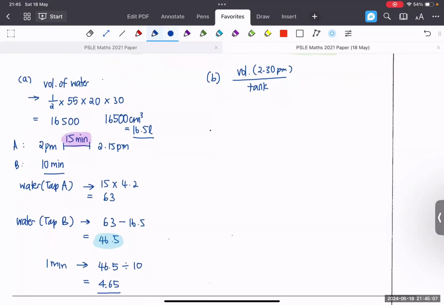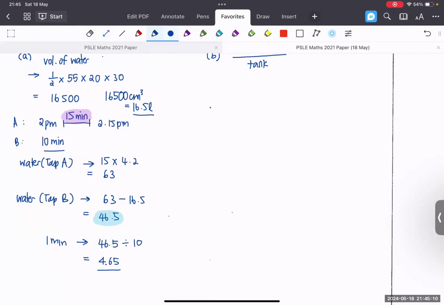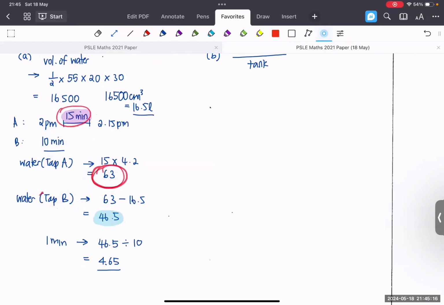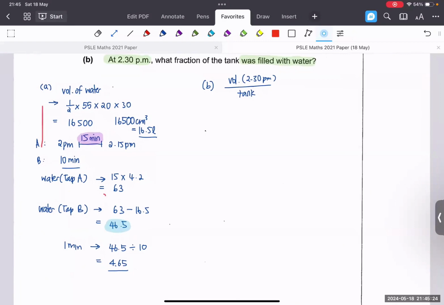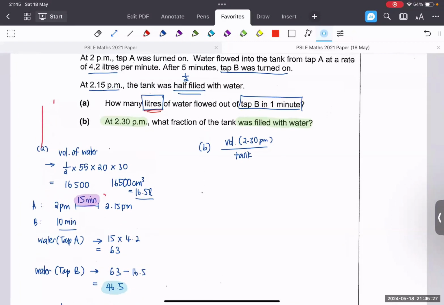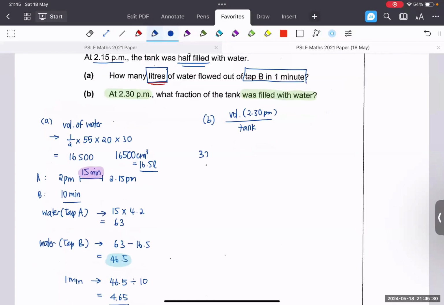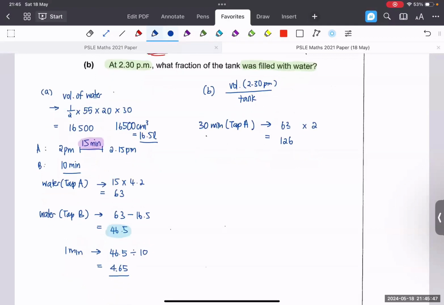So number 1, how can I find the volume of water at 2:30 p.m.? Remember, every 15 minutes, tab A will fill 63 liters, correct? So now, at 2:30, we can find the 30 minutes duration for tab A. We found out that it's 63 liters, right? Times 2. I will not put in units to confuse you, so we just leave the units out. So 126 liters for tab A, 30 minutes.